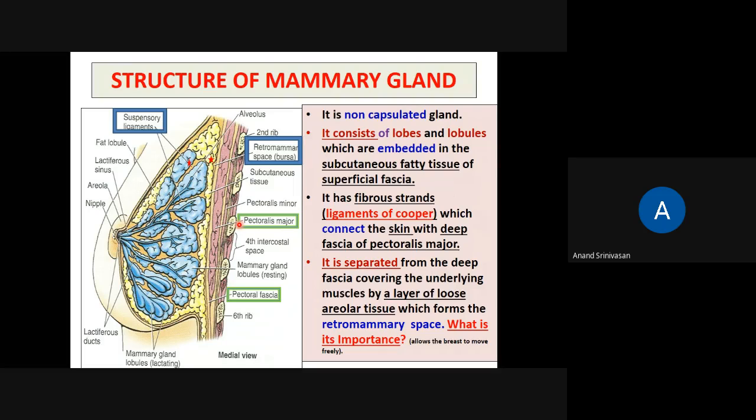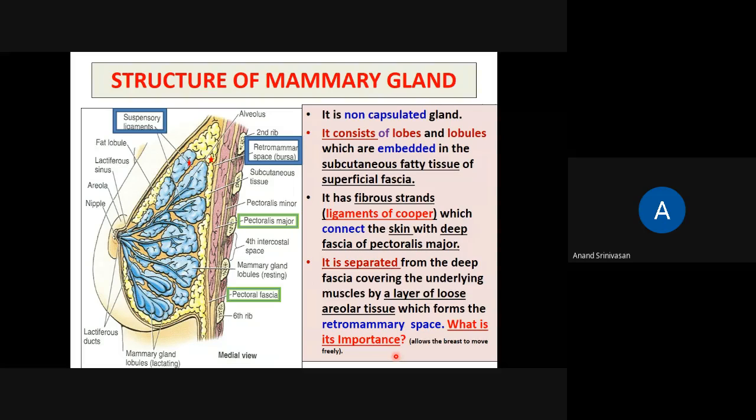That's why the mammary gland is present in the pectoral region; otherwise it could be present anywhere. It is kept there because of these ligaments, the ligaments of Cooper. As I said earlier, it is separated from the deep fascia, the clavipectoral fascia, by loose areolar tissue or a space called the retromammary space.